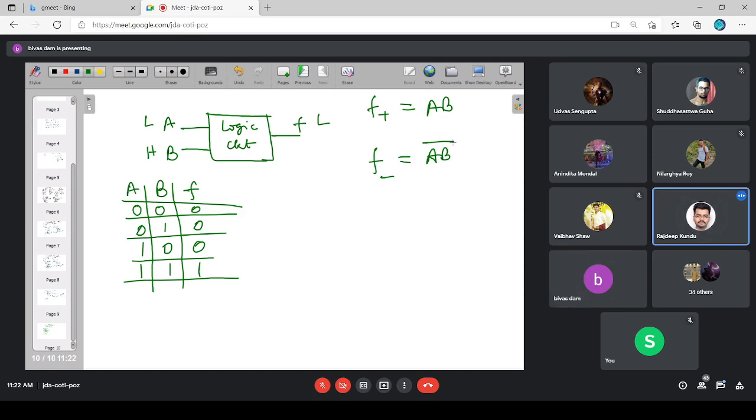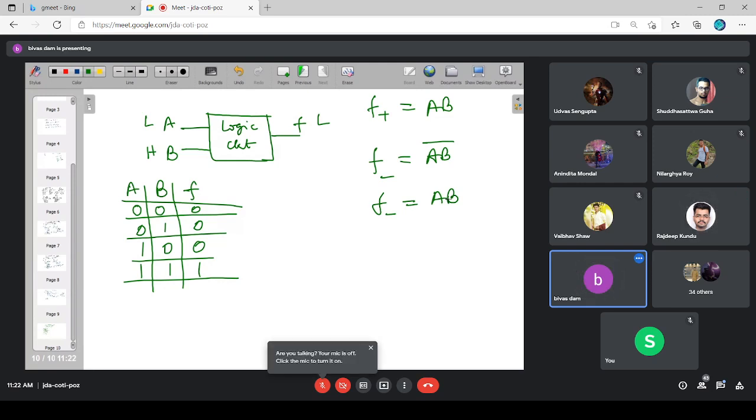Sir, AND gate. Now AND gate, you are going for this one. As students also started this, you are also all going for this. Is it like that? No, sir. Fine, thank you.